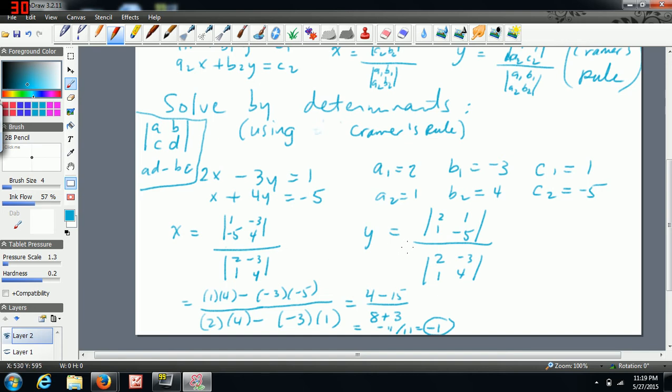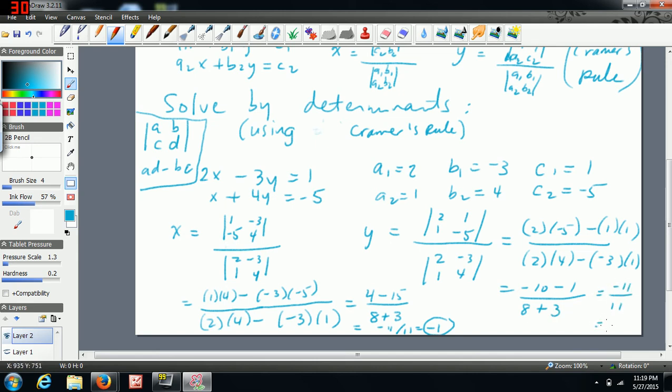Okay, and then I'm going to go ahead and solve the Y now. So determinant of this, 2 times -5 minus 1 times 1. And this is 2 times 4 minus -3 times 1. So that's going to be -10 minus 1 over 8 plus 3, which is -11 over 11, which is also equal to -1. So we got our answer. Okay, so we solved for X and Y using Cramer's rule or determinants. Okay, so that's how you would solve that system of equations by determinants.